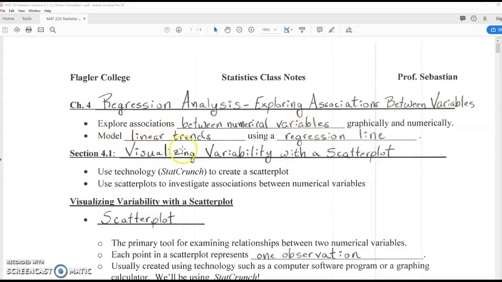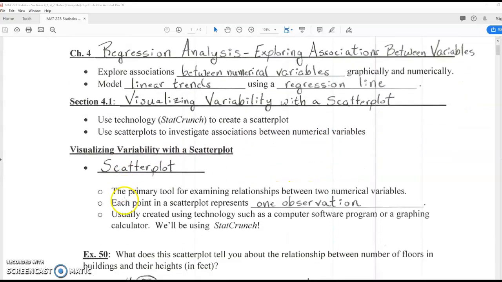In section 4.1, we're visualizing variability in the association between our two numerical variables with a scatter plot. We'll use technology to create a scatter plot; it will never be done by hand. And when we use these scatter plots, we're going to investigate the associations between the numerical variables. So, visualizing variability with a scatter plot.